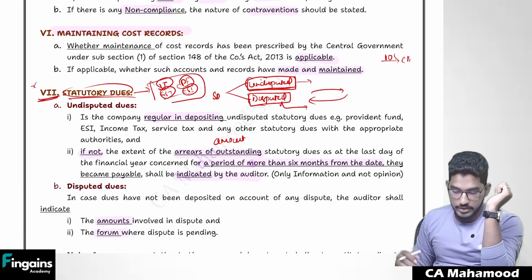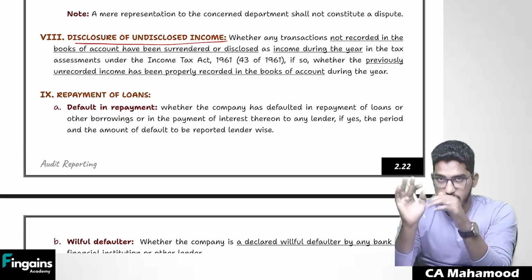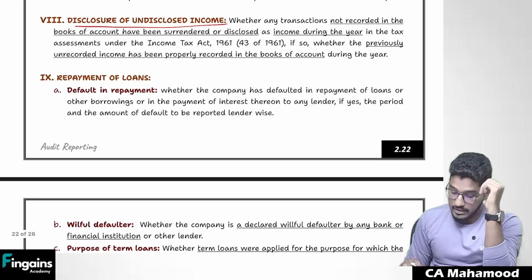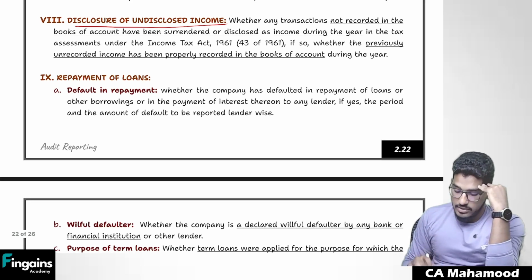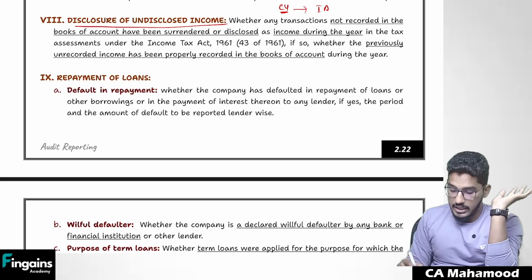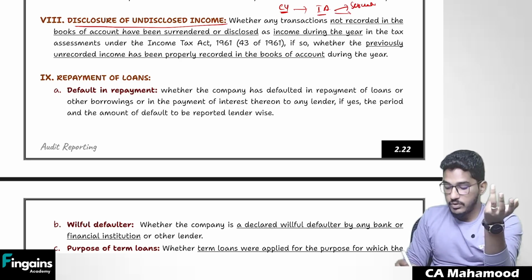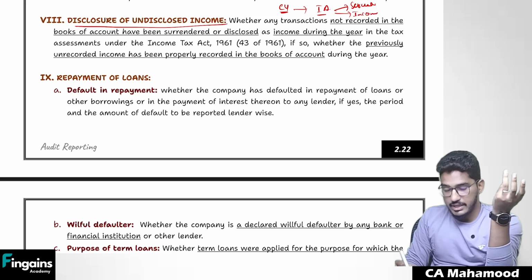Once again, an important point. Now, let us come to the 8th point: disclosure of undisclosed income. Now, what is this? In this point they say that I need to check whether during the current year any income tax assessment happened. When I say income tax assessment, the return has been taken up for scrutiny, or there is some proceeding, or there is some income tax raid which has taken place.